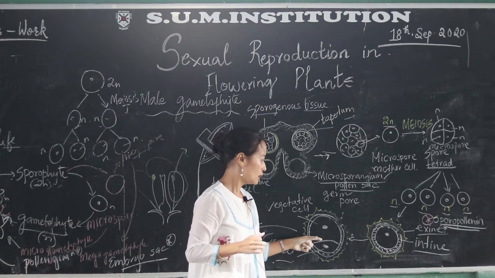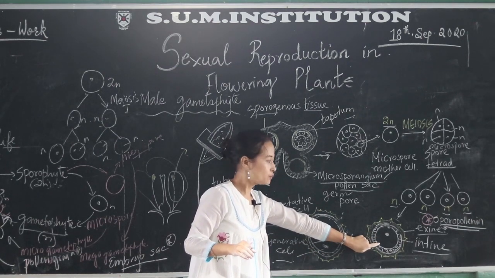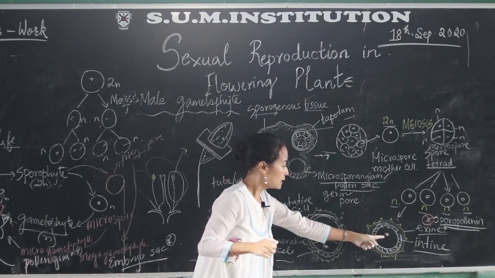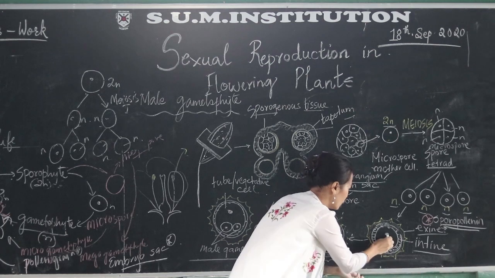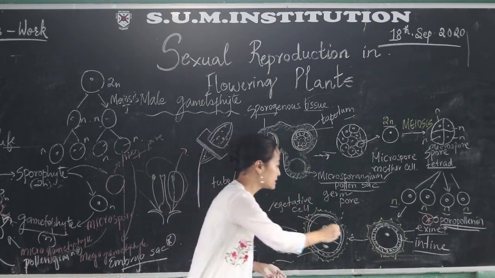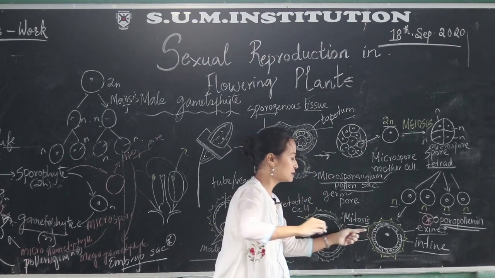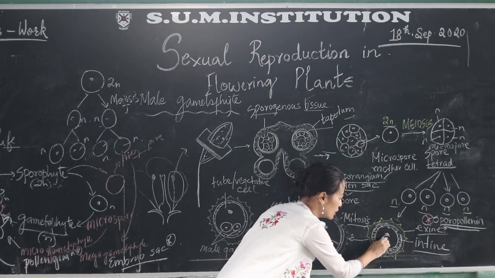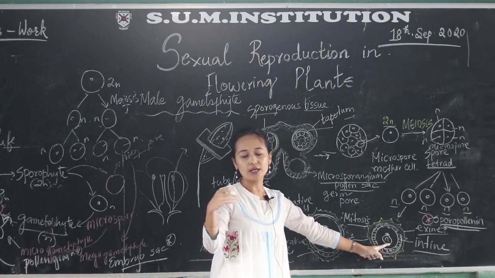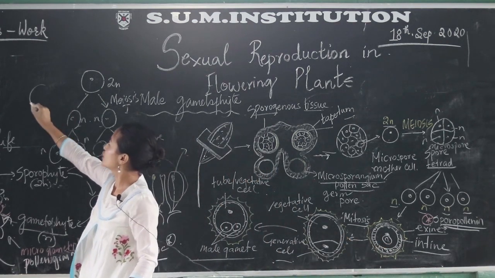So after the formation of this microspore, this pollen, now what happens is the nucleus present in this microspore divides mitotically. This nucleus is haploid. Remember, this nucleus is haploid. So what happens in mitosis? In mitosis, the ploidy level does not change.